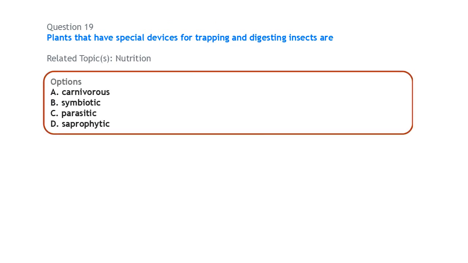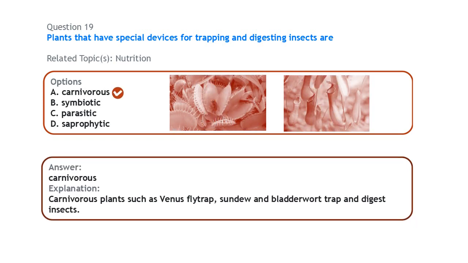Next, on nutrition, plants that have special devices for trapping and digesting insects are said to be carnivorous. Plants like the Venus flytrap, the sundew, and bladderwort have devices that they use to trap insects, and when they trap those insects, they release some digestive enzyme which functions in the breaking down of the body of that insect, and then they absorb the nutrients from it. So they are carnivores in that they feed on the insects.